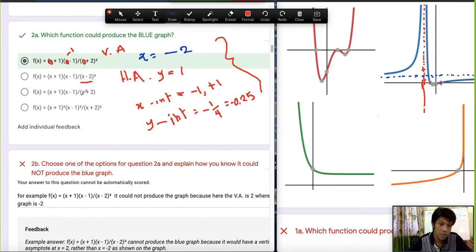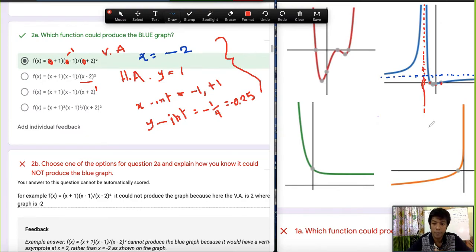Another clue. Now you can say, sir, what about this one? You will notice that this is a very close answer. This one has x plus 1, x minus 1, then x plus 2. It looks like this is correct, but you will see the power of x plus 2 is 1, an odd number. And there is a rule: if the power is an odd number, then one side of the graph should go closer in this direction, and the other side should come from the opposite direction.